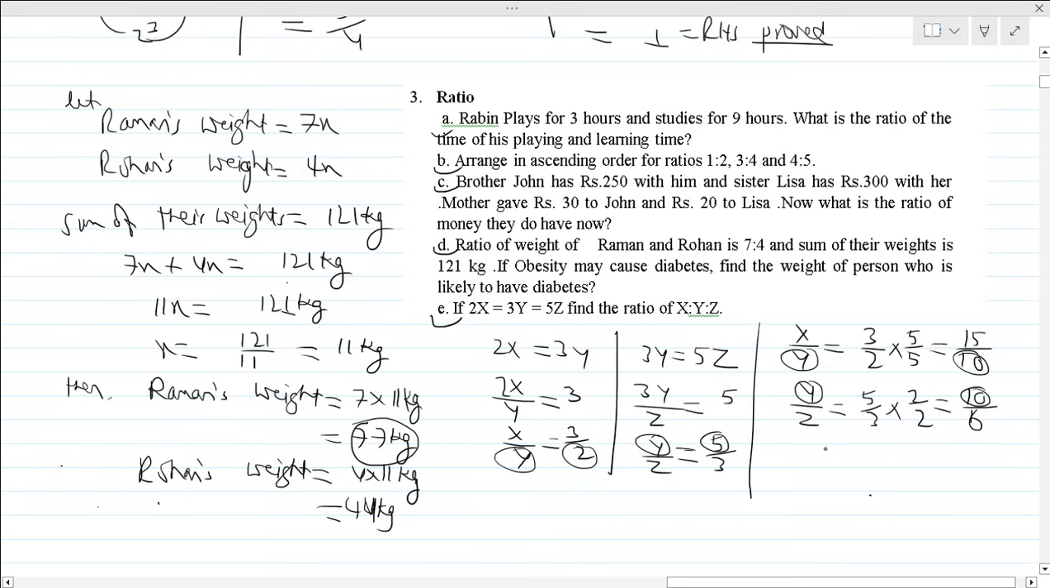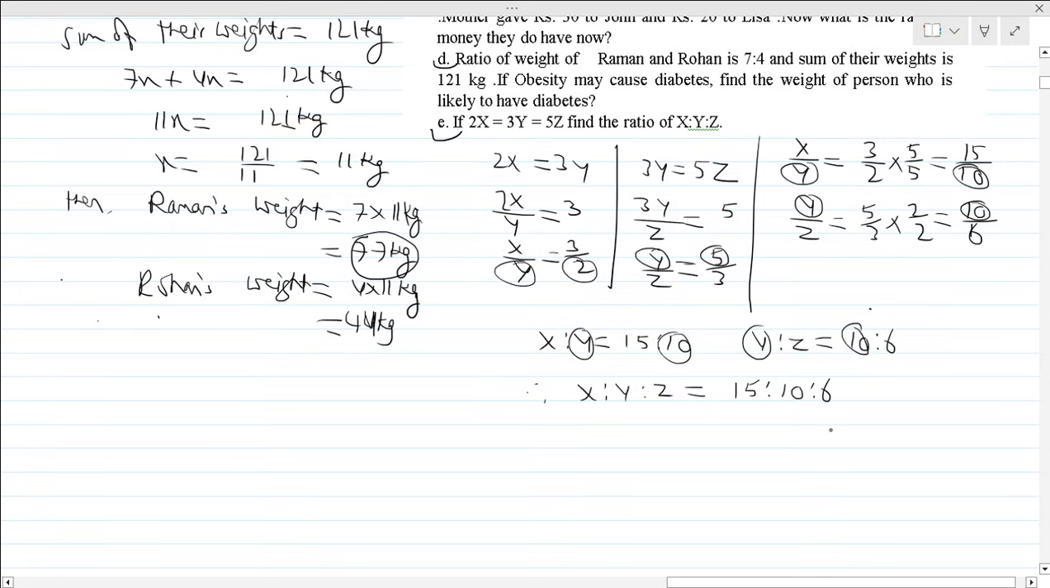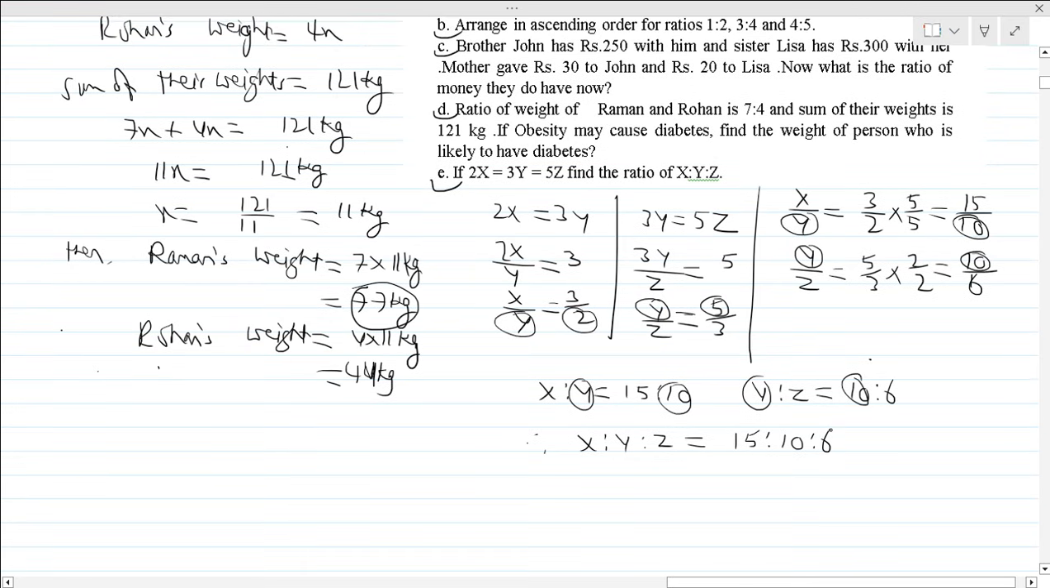So we can now find x is to y is to z. Before that let's write x is to y equal to 15 is to 10 from the first one, and y is to z equal to 10 is to 6 from the second one. And once we do that, the value of y has been the same, 10. So we can write, therefore, x is to y is to z equal to 15 is to 10 is to 6. So this way we got x is to y is to z.